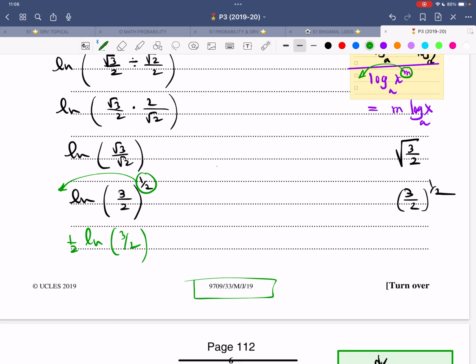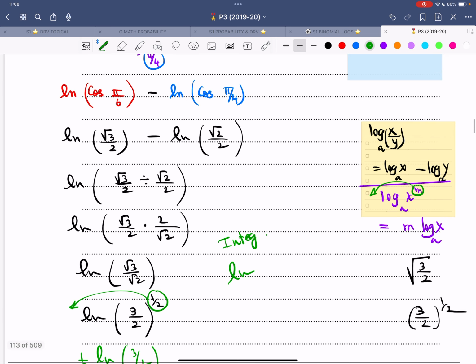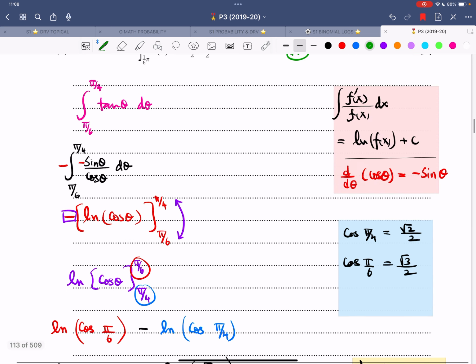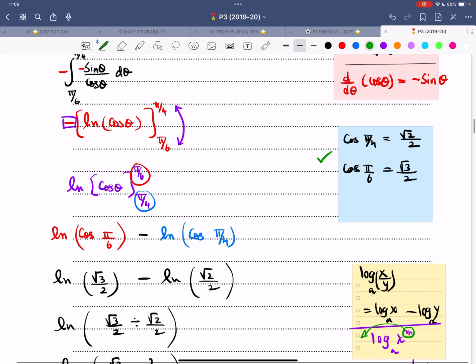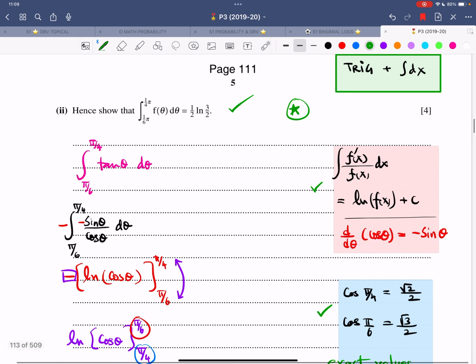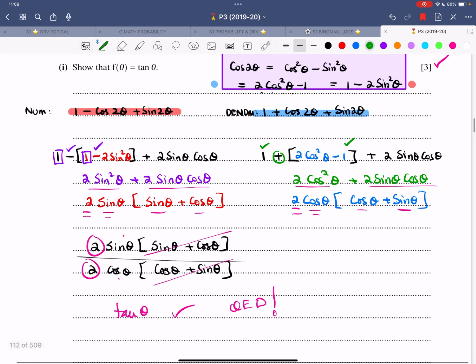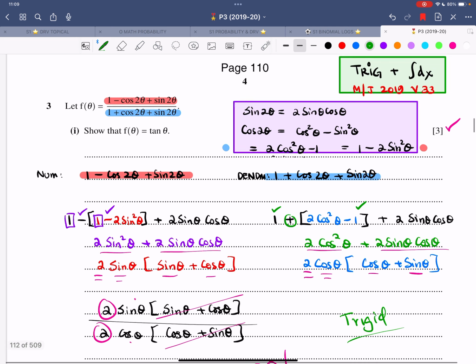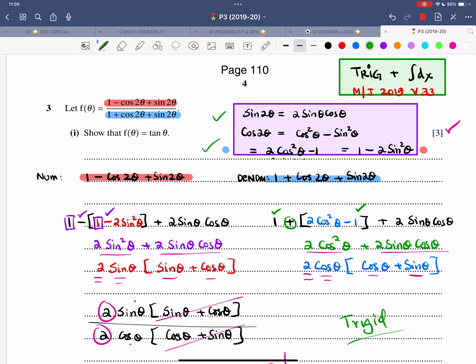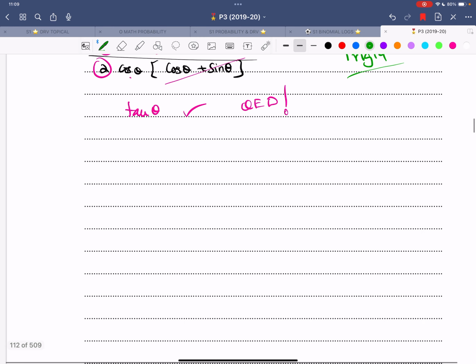We went over the rules of log, we went over the integration technique, that is this particular one, that's right over here. We went over the exact values. So every single thing that you have learned in P1 and naturally in P3, that is used over here. And we have done a trig identity. We have used the double angle formula. We learned which is the right option that we need to use.